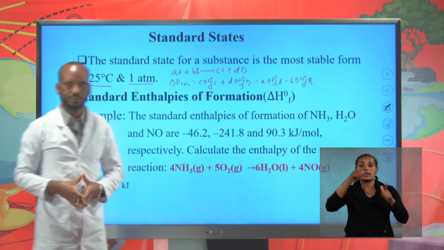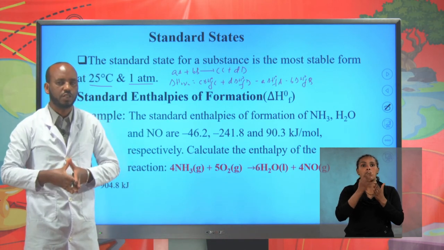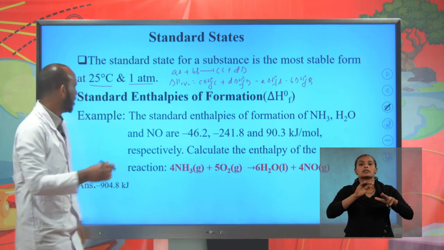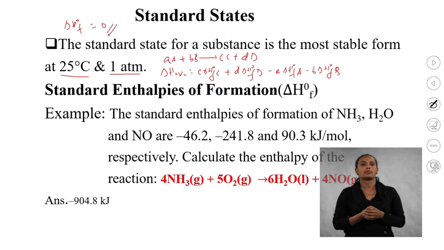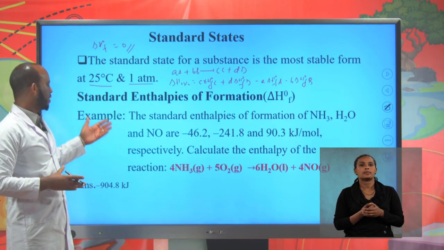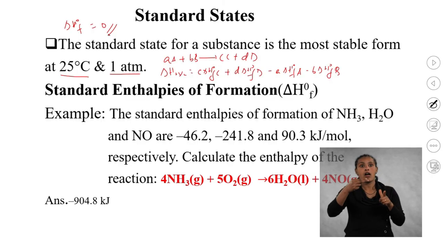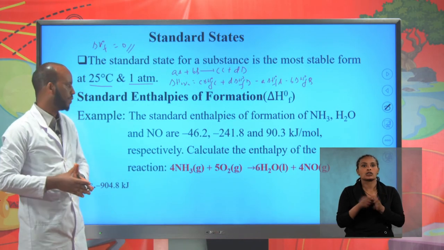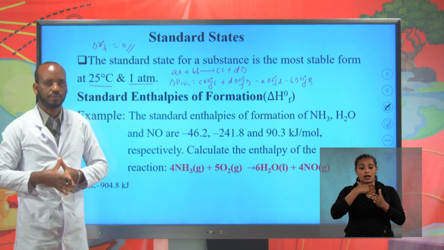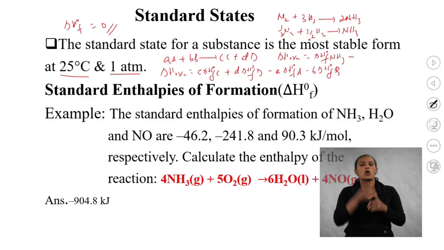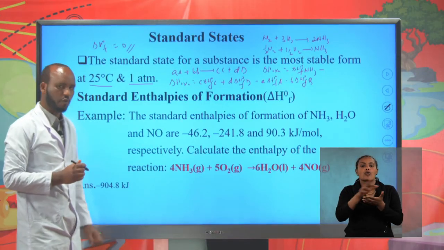Standard enthalpies of formation. The standard enthalpy of formation of an element in its most stable state is zero. See, delta H naught formation for an element equals zero. For example, the standard enthalpies of formation of ammonia, water, and nitrogen monoxide are -46.2, -241.8, and 90.3 kilojoule per mole, respectively. Calculate the enthalpy of this reaction. Students, the standard enthalpy of formation of an element, by definition, is zero. What is delta H naught of the reaction for this reaction?